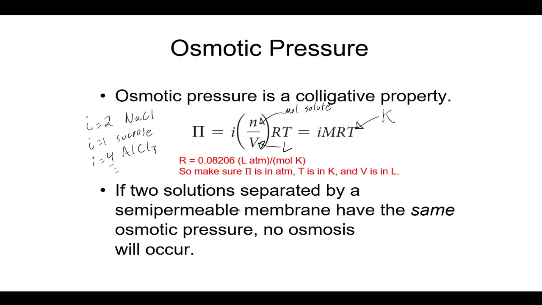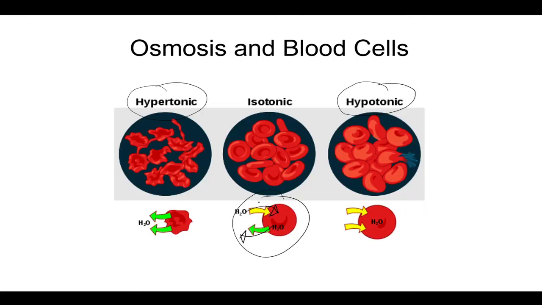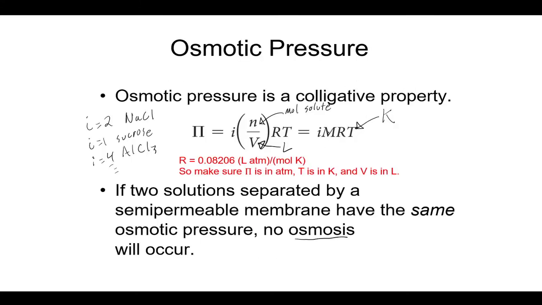Now, if two solutions separated by a membrane have the same osmotic pressure, no net osmosis occurs, right? There's no net change in water, although water will be exchanged. It'll be equal and opposite rates. And so again, you'll be in this sort of situation here. Now, let's try to use this formula to calculate something.